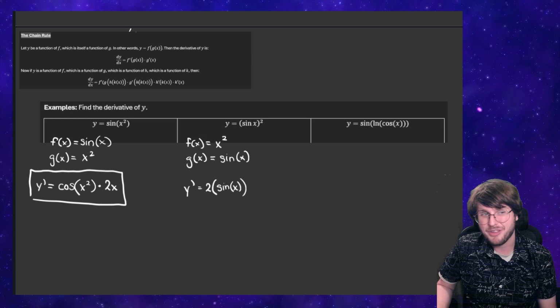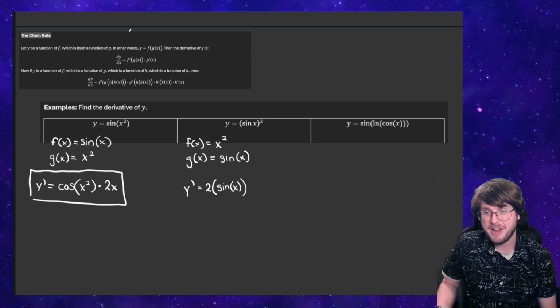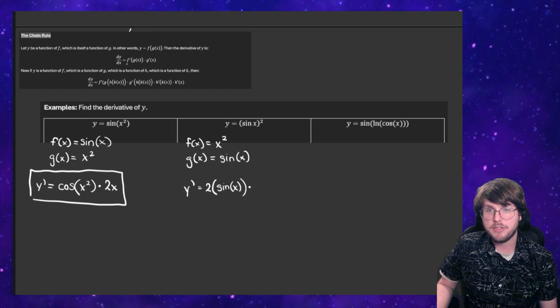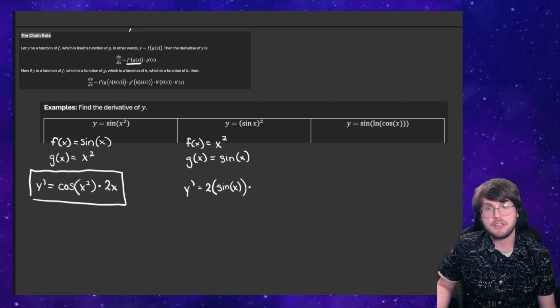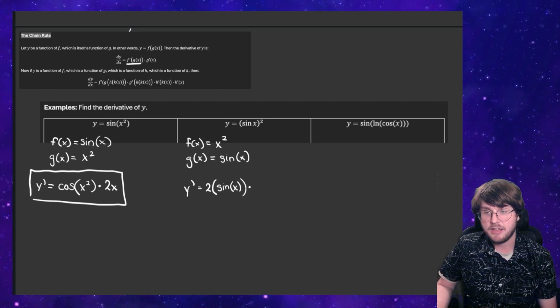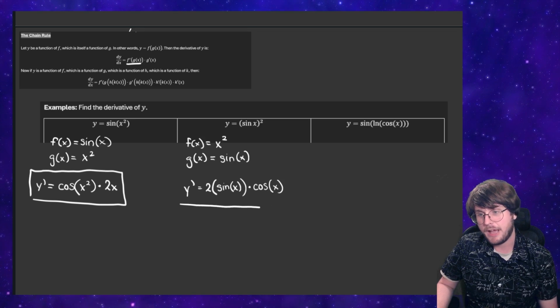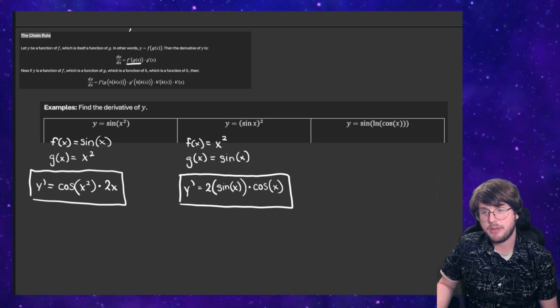It gets a little weird sometimes, but as you start to wrap your head around it, it starts to feel a bit more natural. And then multiplied by that, now that we've done this stage, we just take the derivative of g of x. In that case, it's just sine of x. So we're going to take the derivative of that, and we'll get cosine of x for that second part. And that is the derivative of our second example.